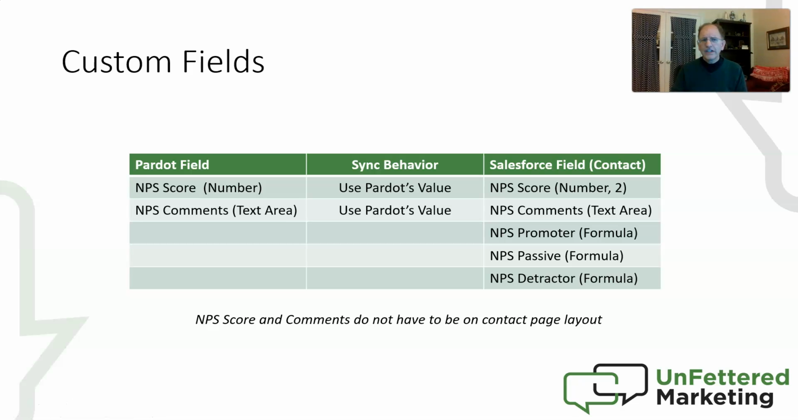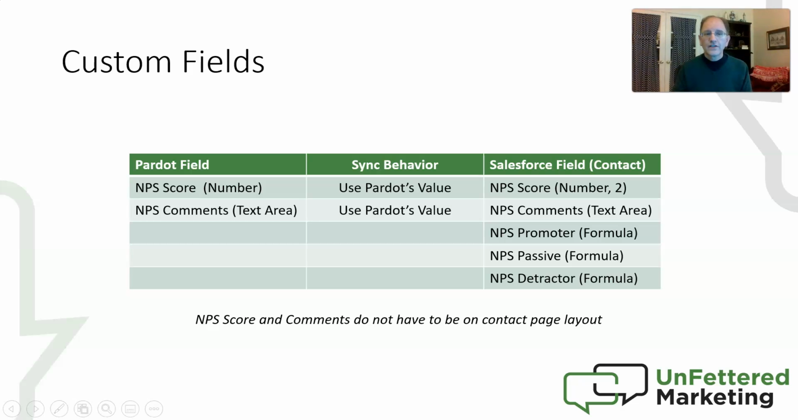So the first thing we need is a Pardot field called NPS score and a matching Salesforce field called NPS score, which is a number field with 2 digits. And you connect these together, and the sync behavior is always use Pardot's value. Now the reason for that is we don't want it changing in Salesforce for any reason. And if we want to ask the question again, we want Pardot to be able to overwrite that original value and not worry about Salesforce's old value winning.